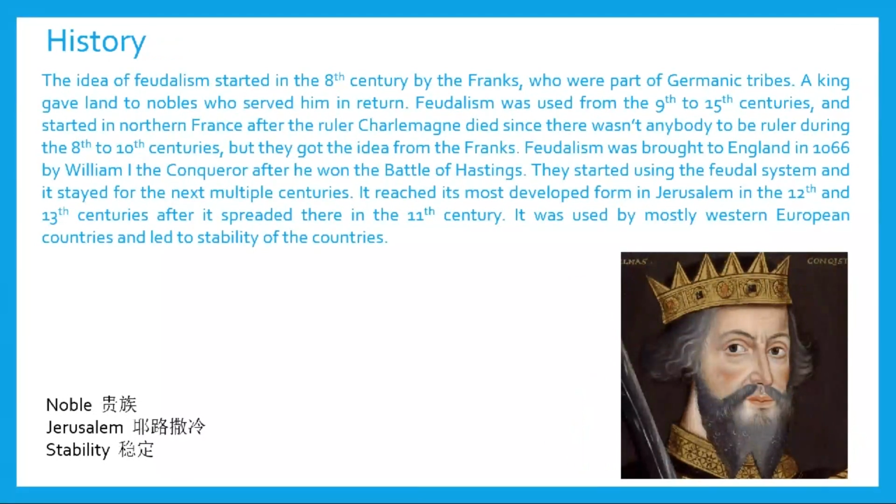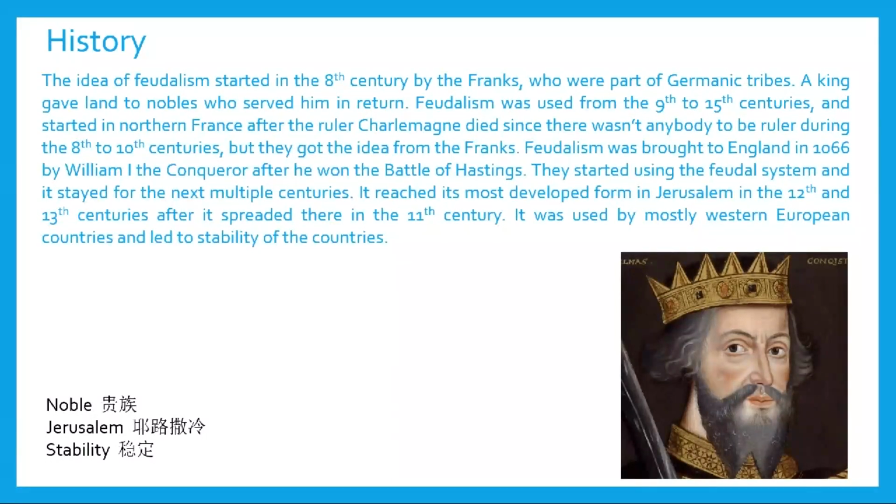Normal speed. The idea of feudalism started in the 8th century by the Franks, who were part of Germanic tribes. A king gave land to nobles who served him in return. Feudalism was used from the 9th to 15th centuries and started in northern France after the ruler Charlemagne died, since there wasn't anybody to be ruler during the 8th to 10th centuries, but they got the idea from the Franks.